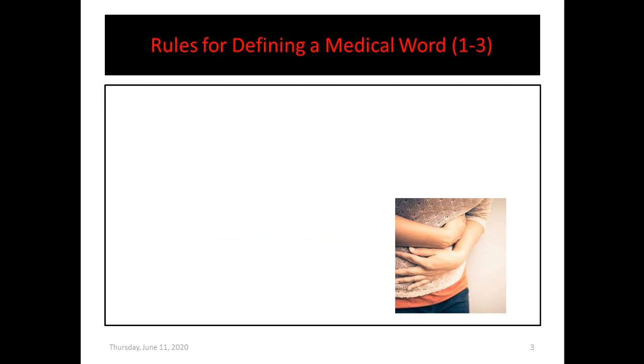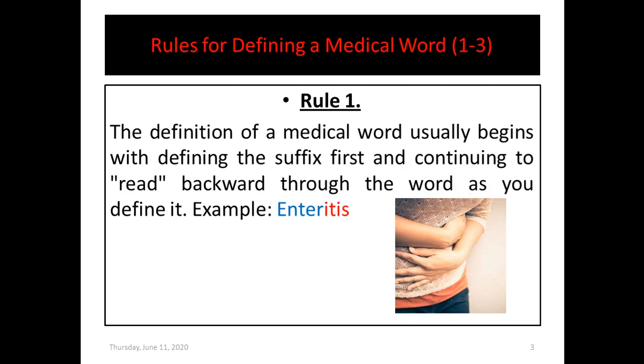Now, rules for defining a medical word. Rule number 1. The definition of a medical word usually begins with defining the suffix first and continuing to read backward through the word as you define it. For example, enteritis. Itis means inflammation. So we start with itis. And then we have to return backward and see what we are going to talk about. So enter means the small intestine. Enteritis means there is inflammation in the intestine.